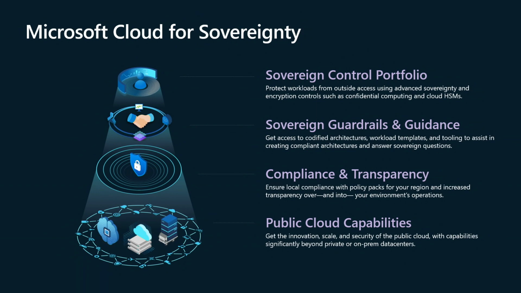But it also includes things like managed HSMs, confidential ledgers, customer lockbox, a bunch of other cool technologies. So when you bring all of these things together, built on the public cloud, compliance and transparency, guardrails and guidance, and the control portfolio, they form the Microsoft Cloud for Sovereignty and our approach to sovereignty at Microsoft.